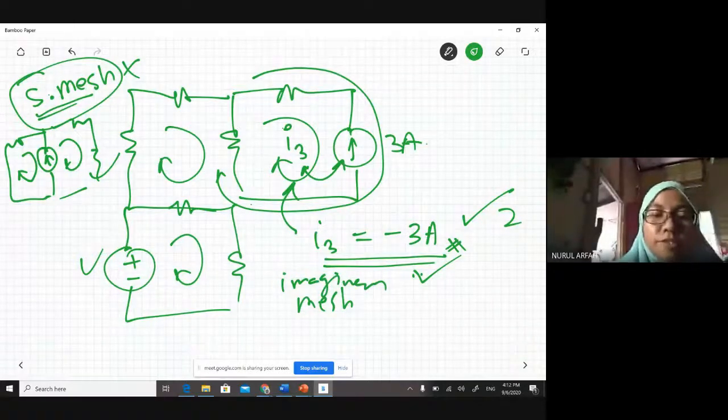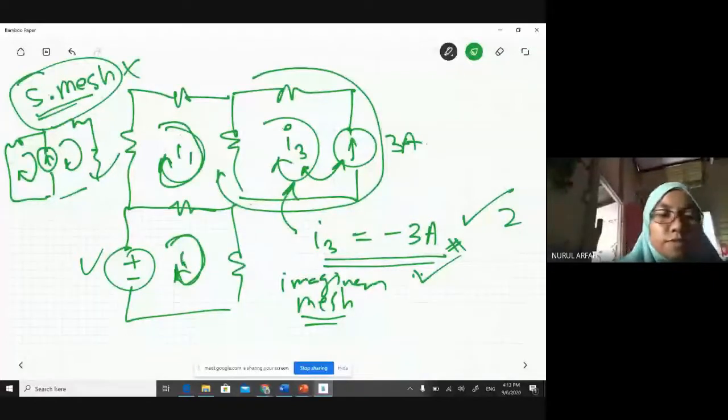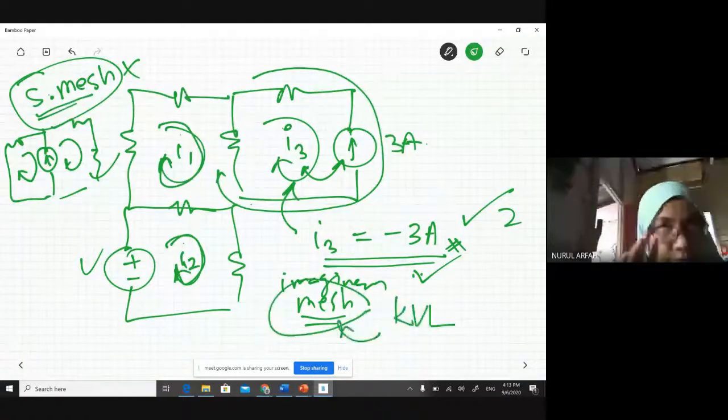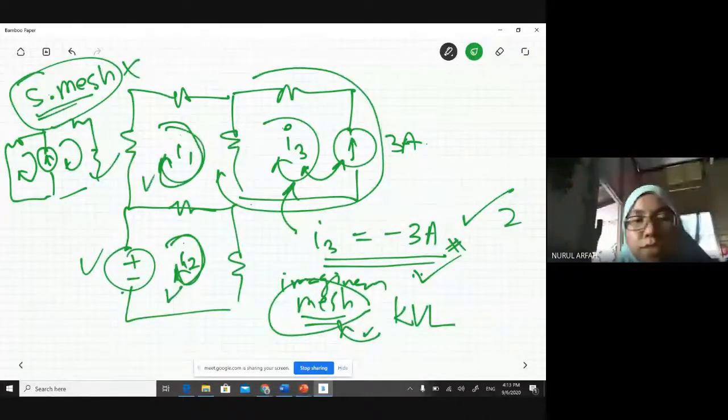What is a mesh? A closed loop. So this is one closed loop, and this is another closed loop. You should just give a name, I1, I2. Then write the KVL of this mesh, and for I2 and I1, so that you can answer all the questions here.